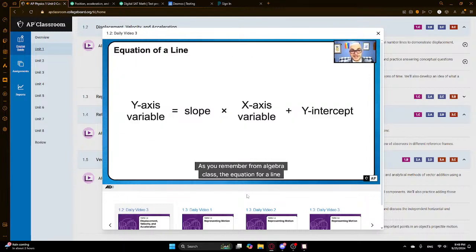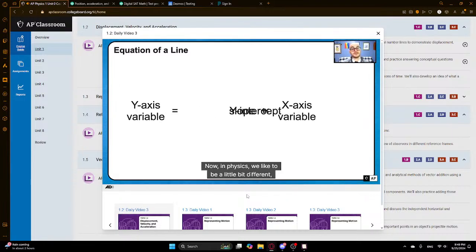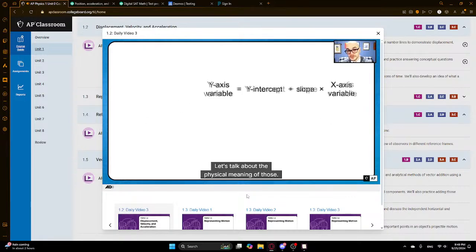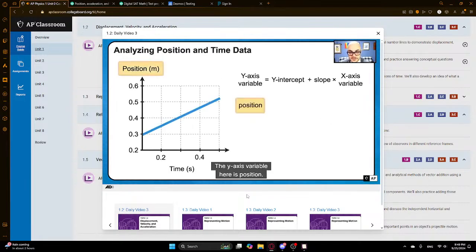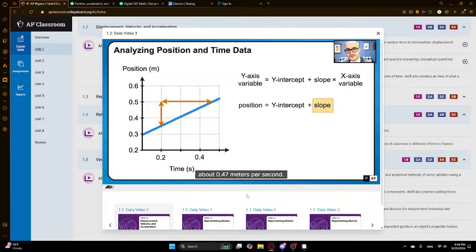As you remember from algebra class, the equation for a line is y equals mx plus b. The y-axis variable equals slope times the x-axis variable plus the y-intercept. Now, in physics, we like to be a little bit different, so we swap the order of some of those things. Let's talk about the physical meaning of those. The y-axis variable here is position. The y-intercept is the initial position, in this case, about 0.3 meters. The slope I got from this graph was about 0.47 meters per second.